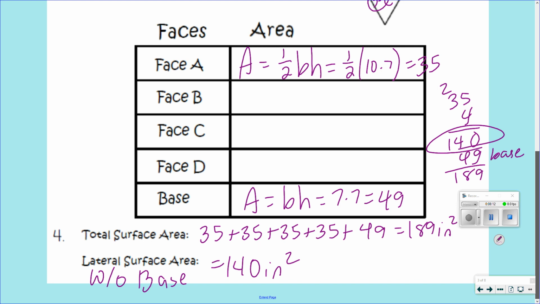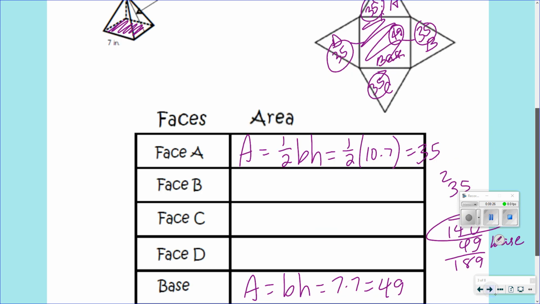Is everybody okay? So what's the difference between yesterday and today? What do you have a bunch of today that we didn't have yesterday? Triangles, that's right. All the lateral faces are triangles, okay? Let's go to the next page.